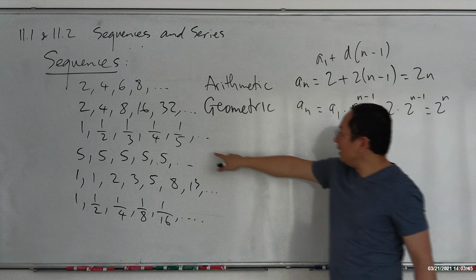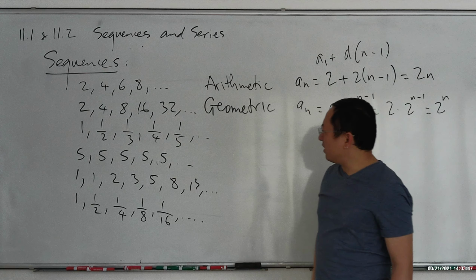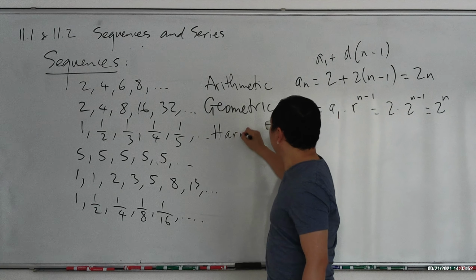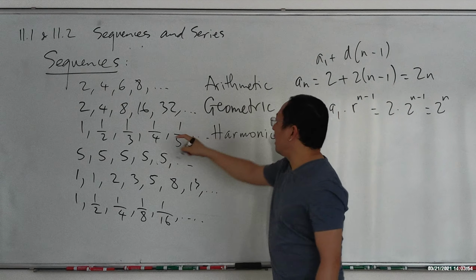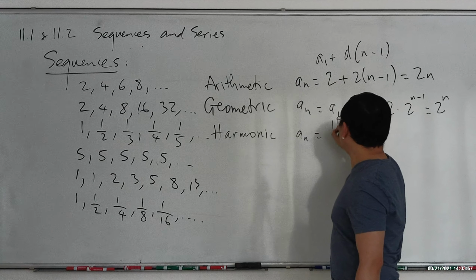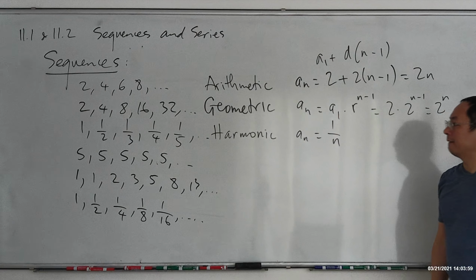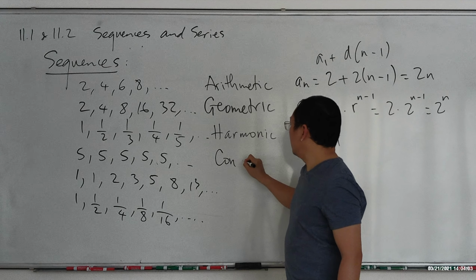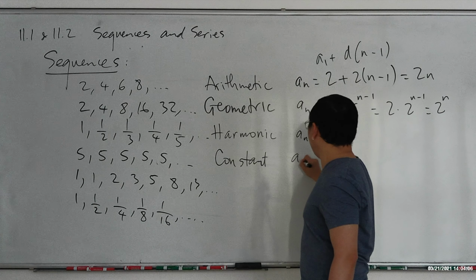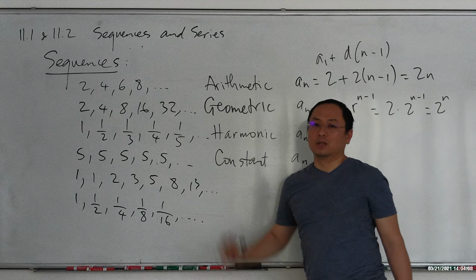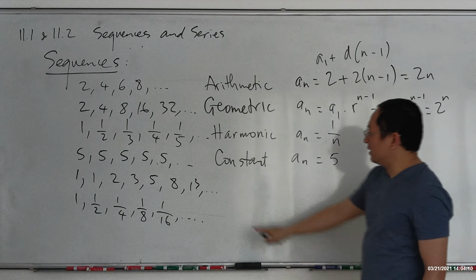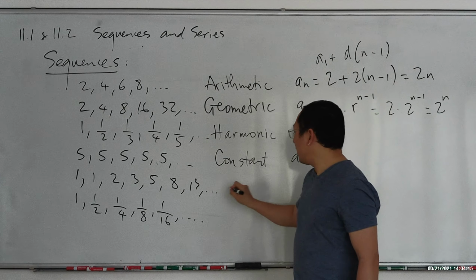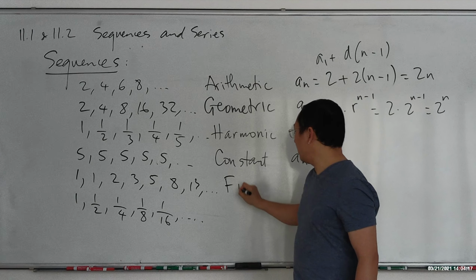And this one right here, I think, is called harmonic. And you see the rule, obviously: a_n is equal to 1 over n. And this is all 5, so this is a constant sequence. a_n is equal to 5. All the terms are 5. And this is a special one. This is called the Fibonacci sequence, I think. Check my spelling.